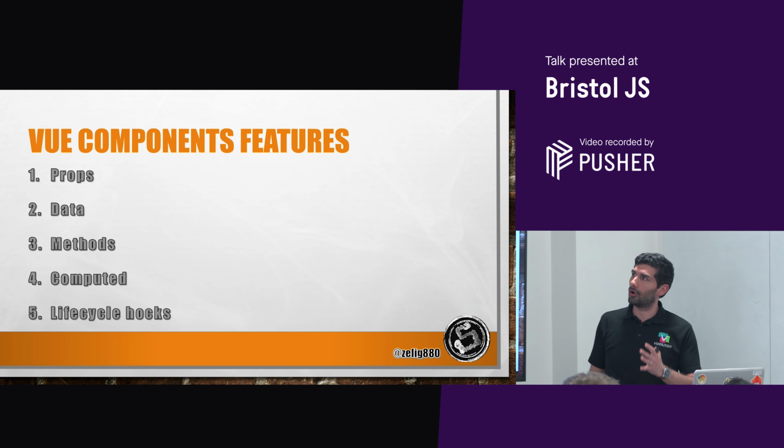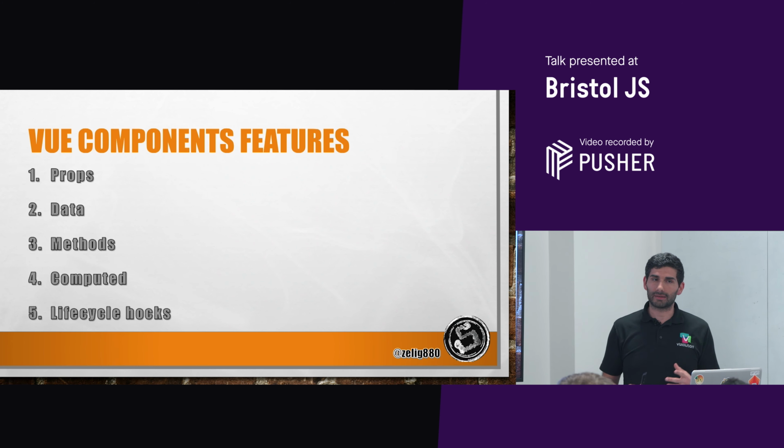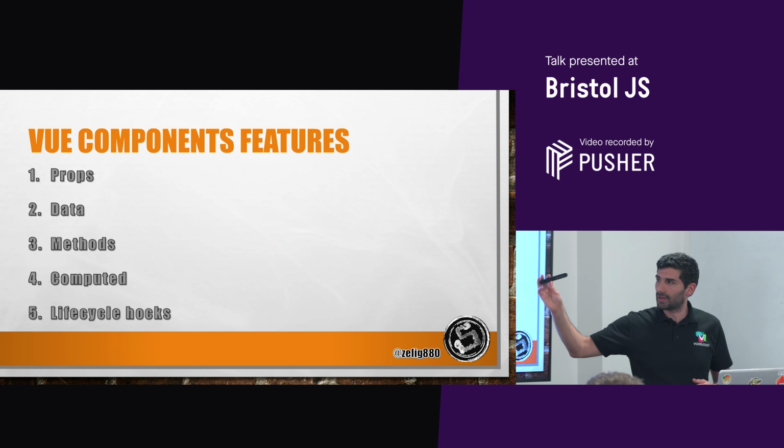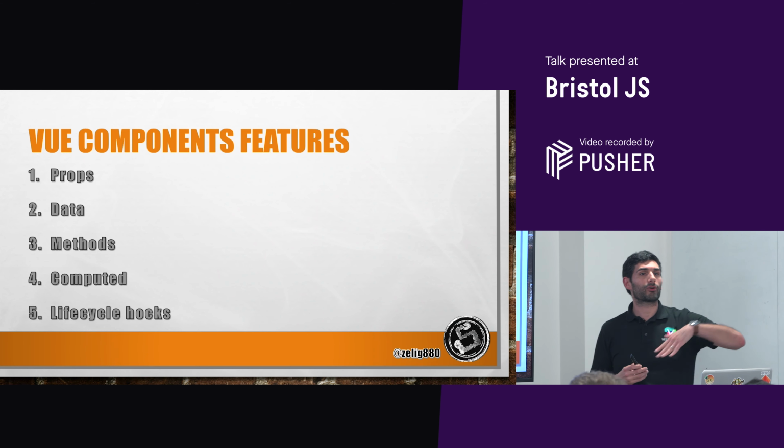Next slide is on data. How do we pass the data across? And how do we use that data? We got props, data, method, computed, and lifecycle hooks. So the props are data that come from outside.